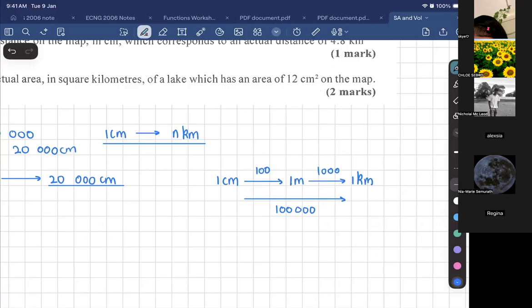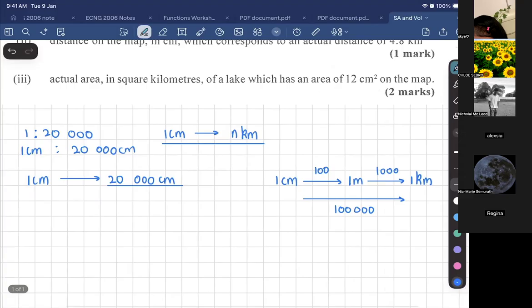No. All right. So Samir, if it takes 100,000 centimeters to make 1 kilometer, how am I going to convert from centimeters to kilometers? Would I have to divide by 100,000 or would I need to multiply by 100,000? We're going from centimeters to kilometers. You have to divide. Let me show you an easy way to think about this.